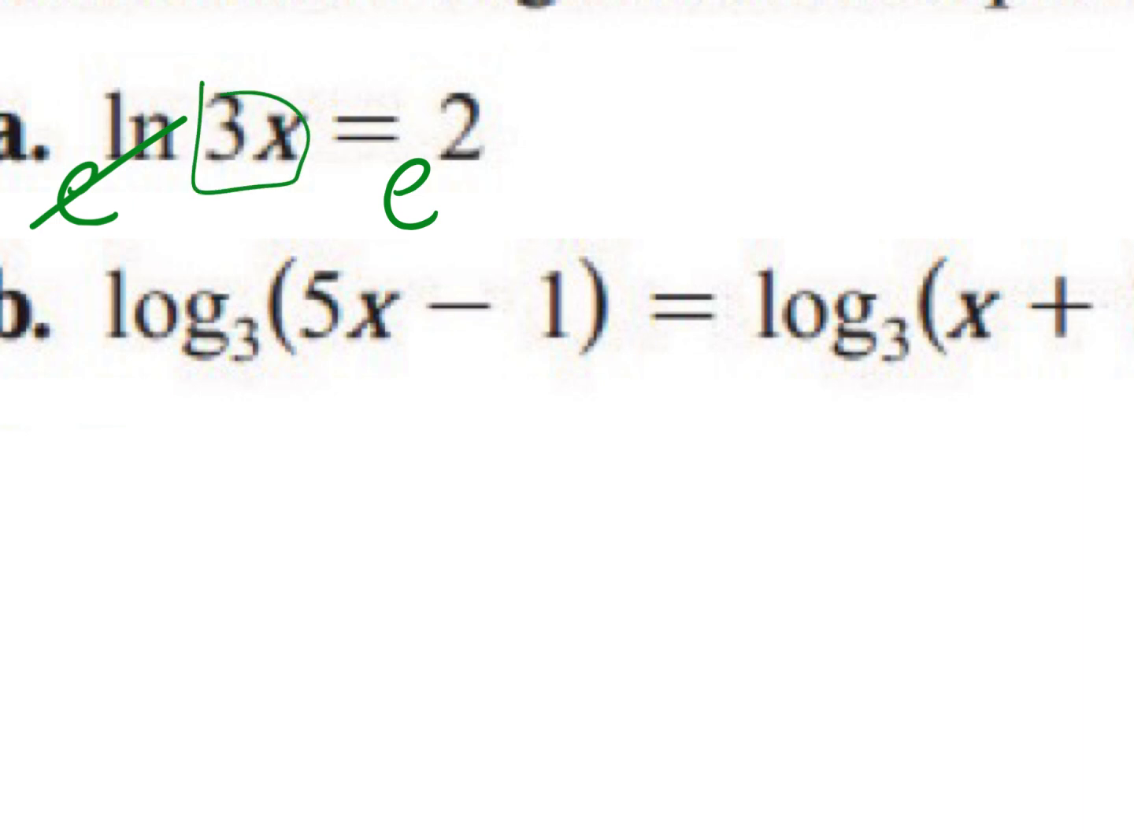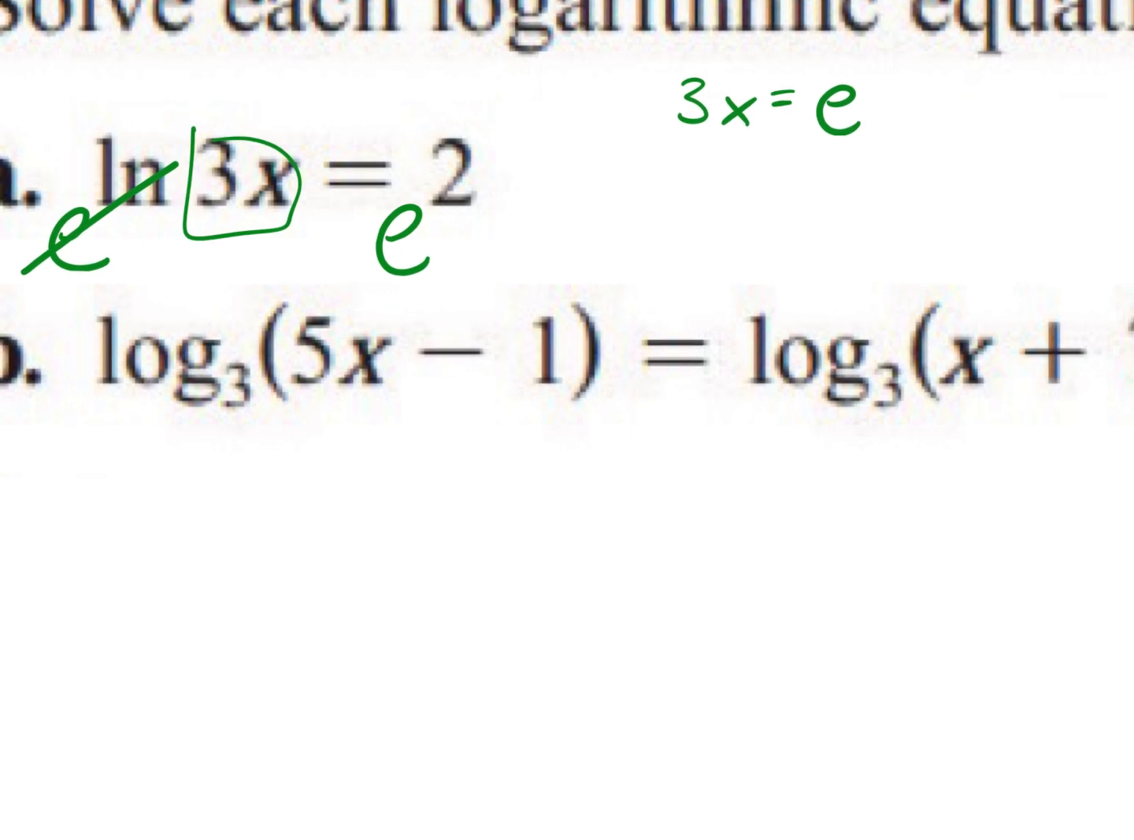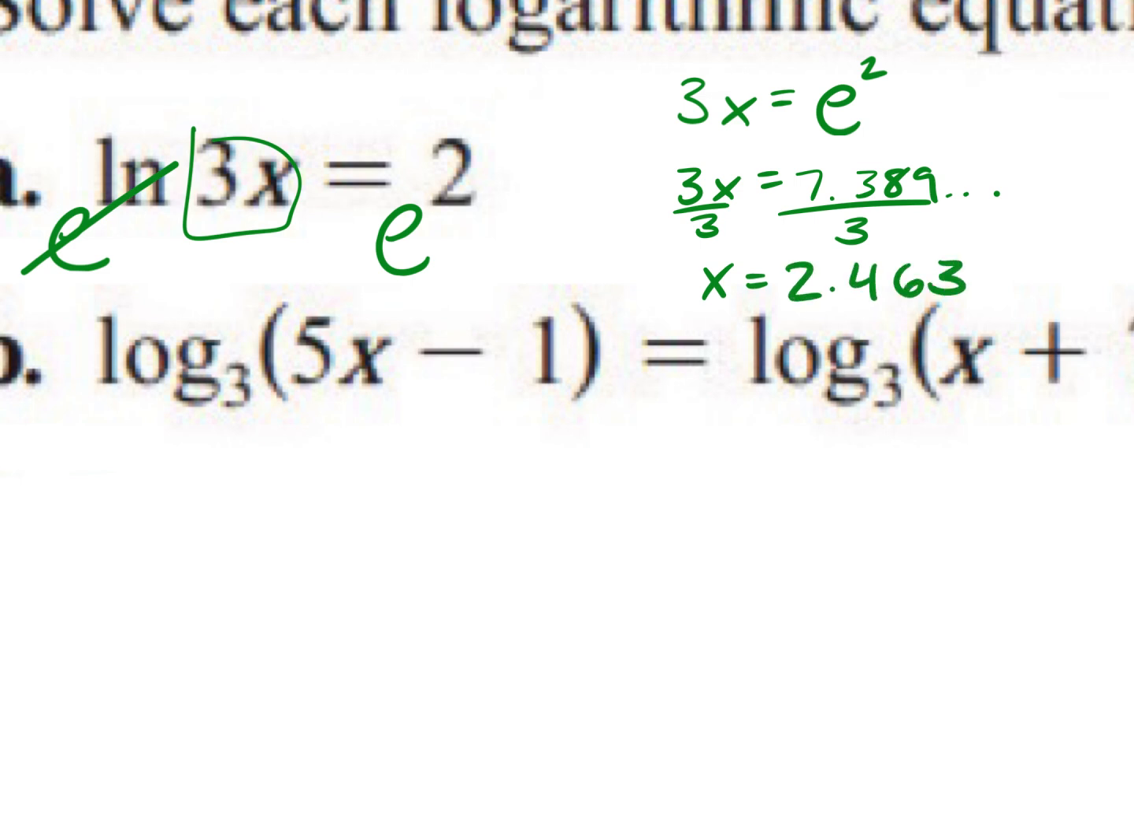We're left with 3x equals e to the second power. So e is our base, and whatever was there is our exponent now. So we're going to put e to the second power in our calculator. You should get 7.389. It keeps going, but we're just going to leave it in our calculator. What's the last step? Divide by 3. So x equals 2.463.